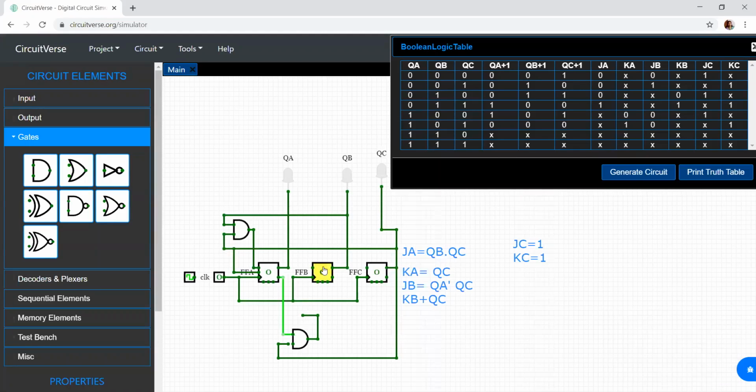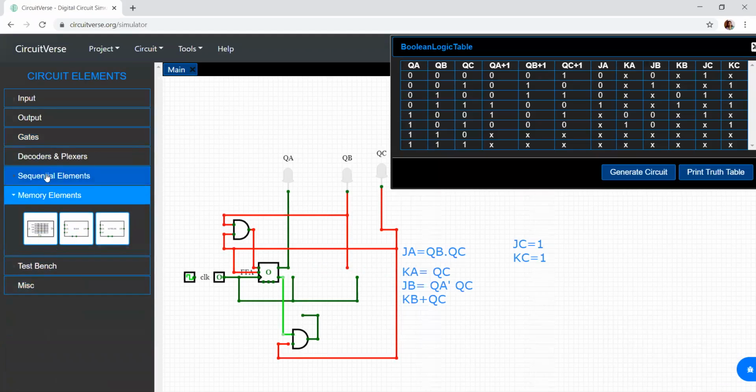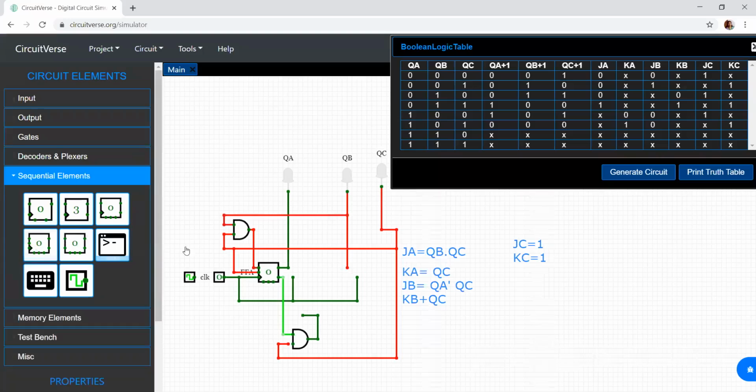So this is not a JB. The flip-flop was not a JK flip-flop. So this is JK and this is JK. So this is QC. This is the clock to both the flip-flops.